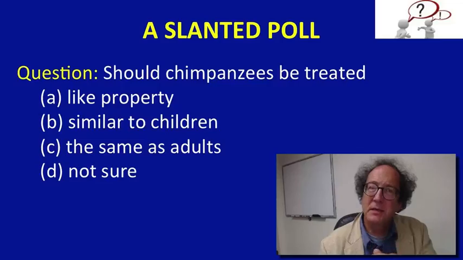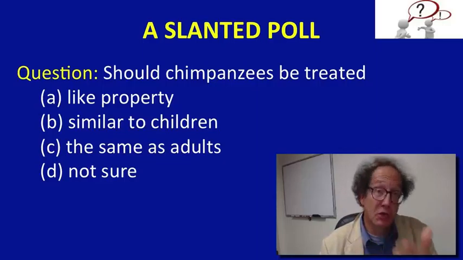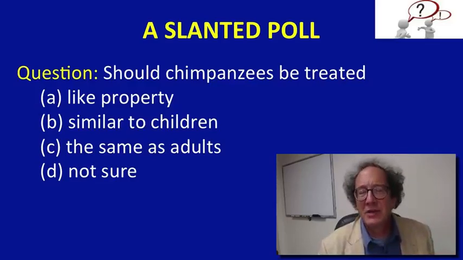Another way to slant your questions in a poll is to give the survey participants limited options. So in one example, the New York Times Magazine reported a poll by the Doris Day Animal League where they said 51% of the people we surveyed think that chimpanzees should be treated about the same as children. But what happened in the survey was they were only given 4 options. They could say chimpanzees should be treated like property, or they should be treated a lot like children, or they should be treated like adult humans, or you're not sure.